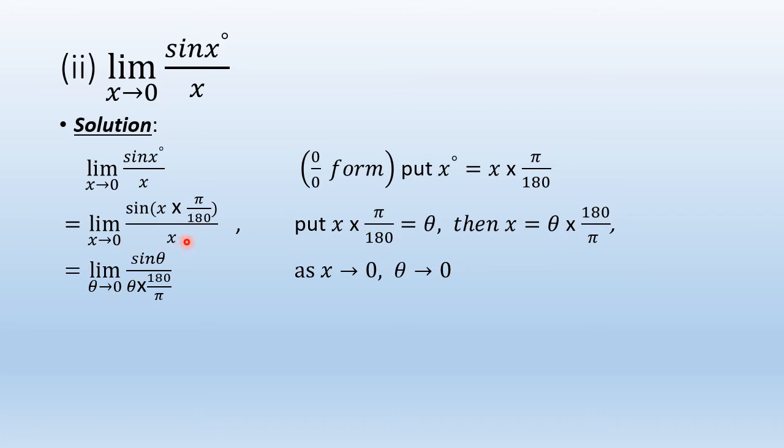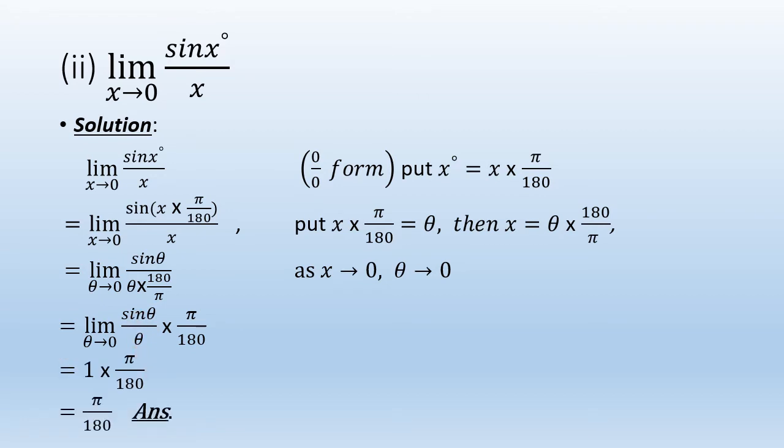So we make these substitutions here. In place of x into pi by 180, we put theta. In place of x, we put theta into 180 by pi, and limit when x tends to 0 changes to limit when theta tends to 0. Now we write this 180 by pi here, and it takes the shape of sine theta by theta into pi by 180. We can apply the limit on it, this whole limit becomes 1, and our answer is pi by 180.